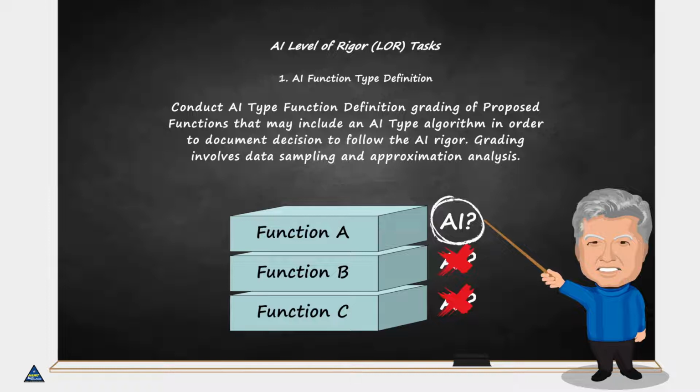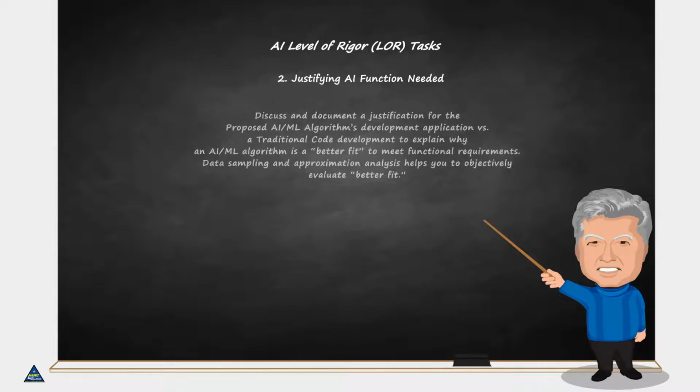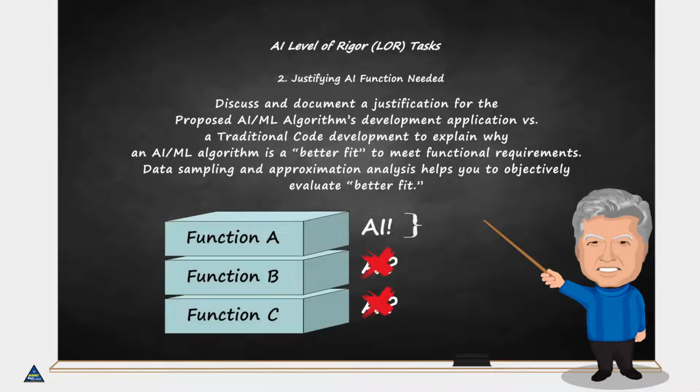This level of rigor test will objectively tell you how to distinguish between one and the other. The second AI level of rigor task is called justifying AI function needed. And it's specifically saying, do you really need that AI function to perform within the system, or can traditional software be used just as well? And why is it a better fit than traditional code? And it's important to justify why we're taking the added risk.